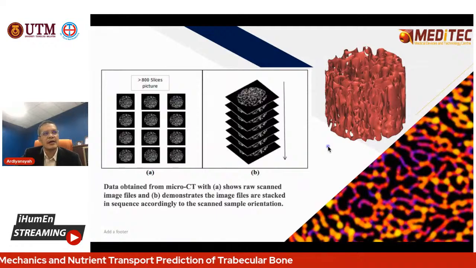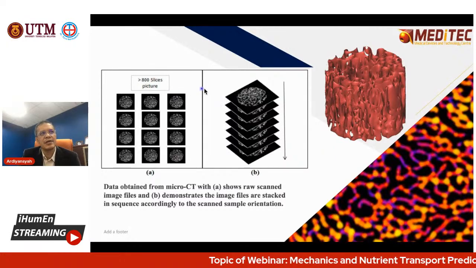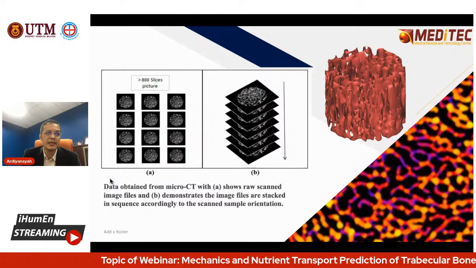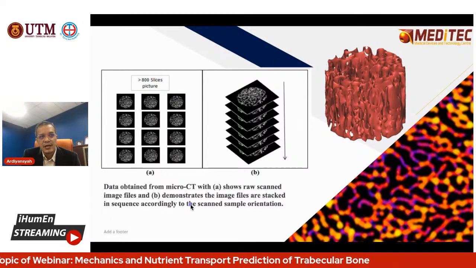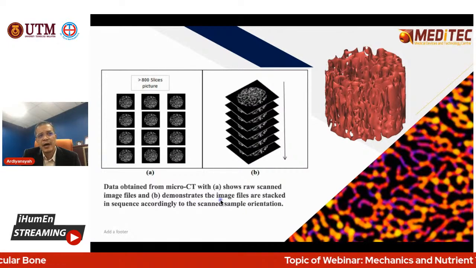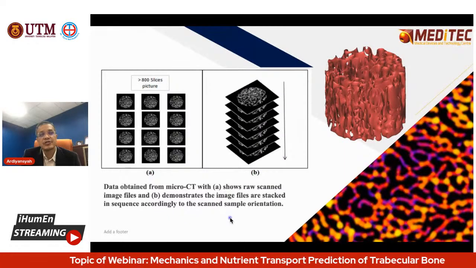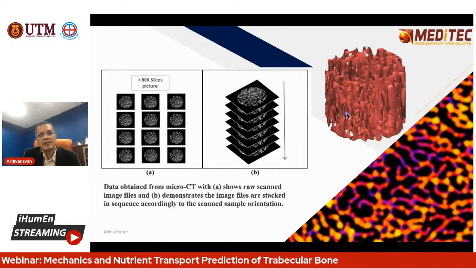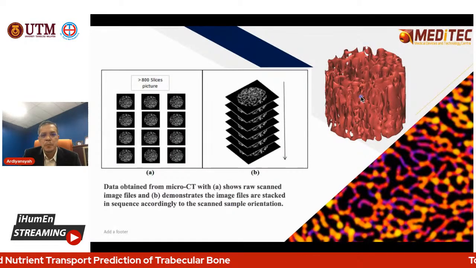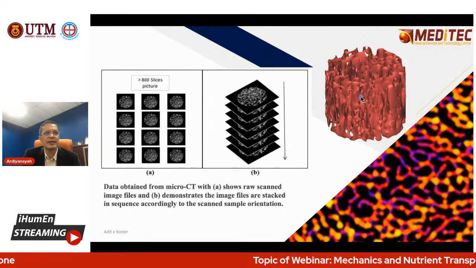Okay, this is another example. Let's say after the scan, you can reconstruct. You have slicing in here. We take 800 slices of the features, say data obtained from MicroCT, showing the raw scan image files. The image files are stacked in sequence according to the scan sample orientation. After that you can construct it, and it becomes like this. With that, you can manipulate or analyze it.